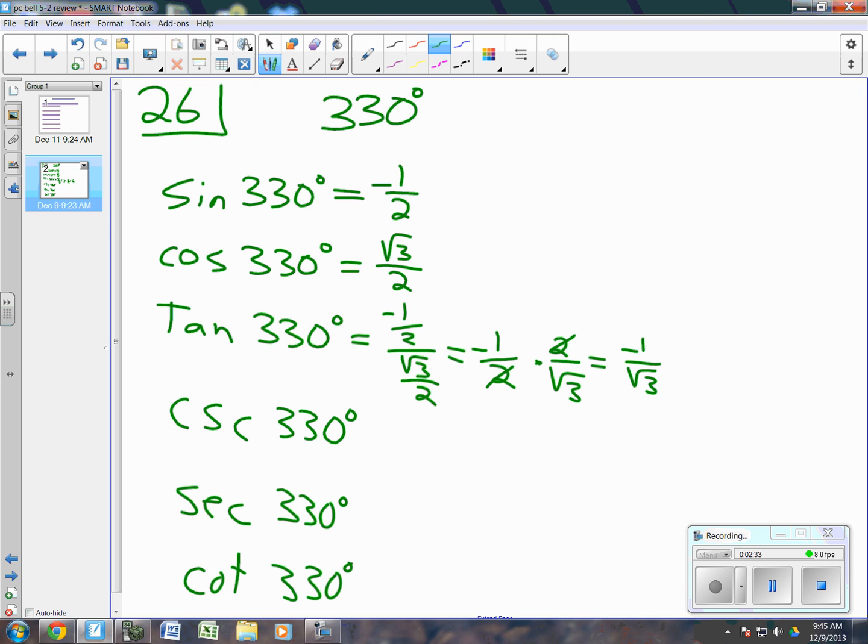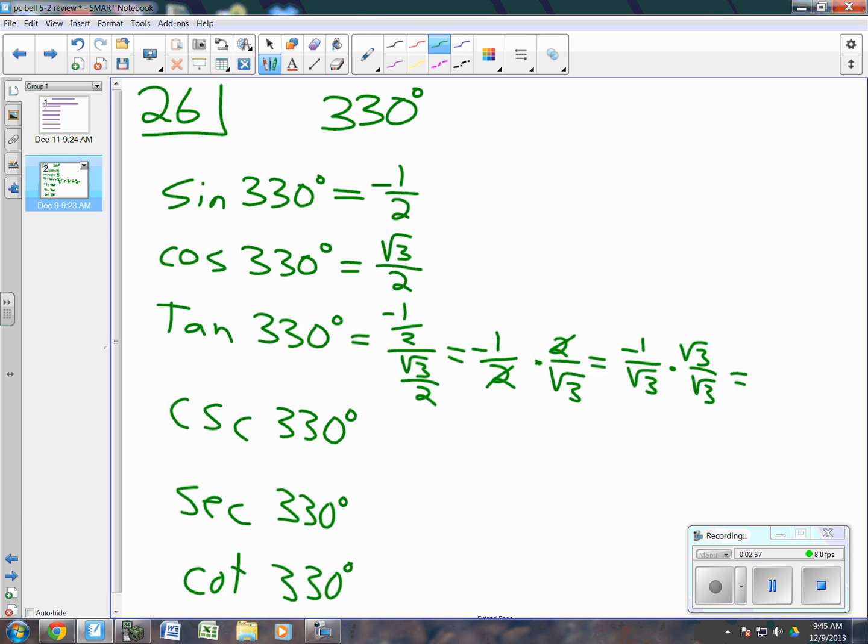Are we done? No, because you can't leave a square root in the denominator. So we have to rationalize that. What do we do to rationalize it? We times top and bottom by what? The square root of 3. That's our 1. Square root of 3 divided by square root of 3 is equal to 1, right? So we can times something by 1. It's just a different looking one.